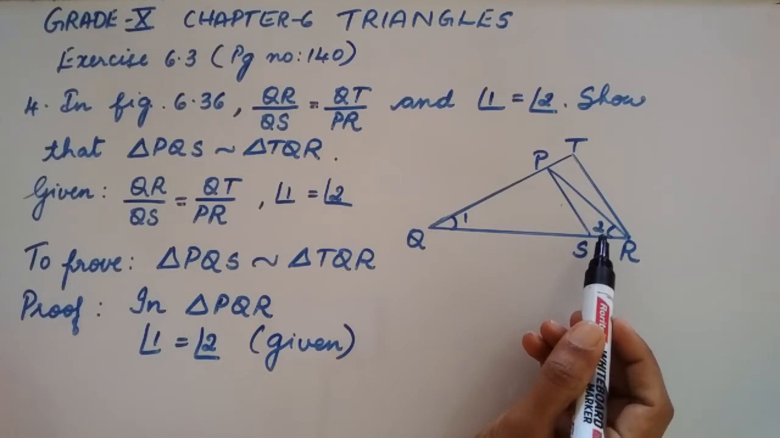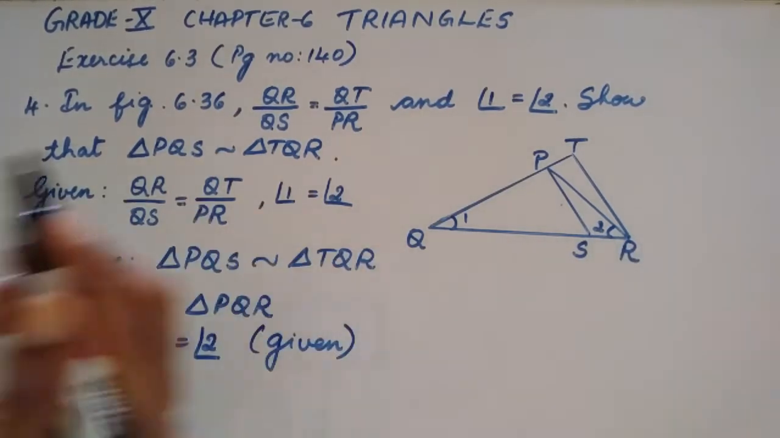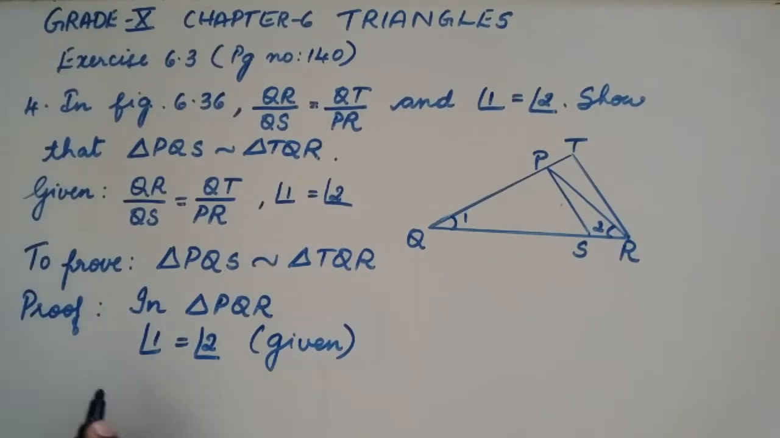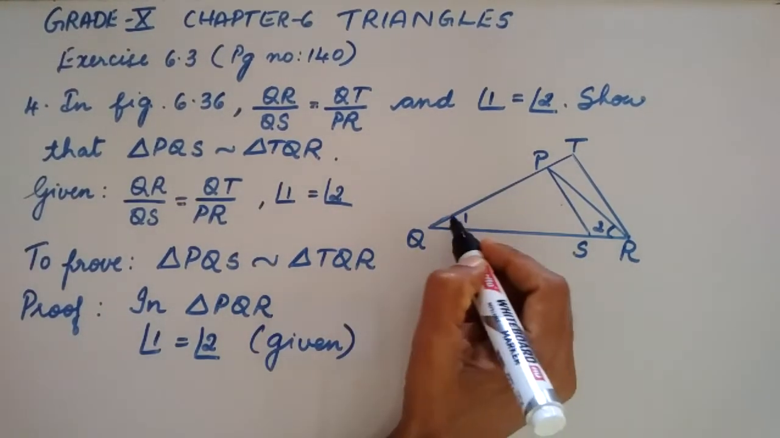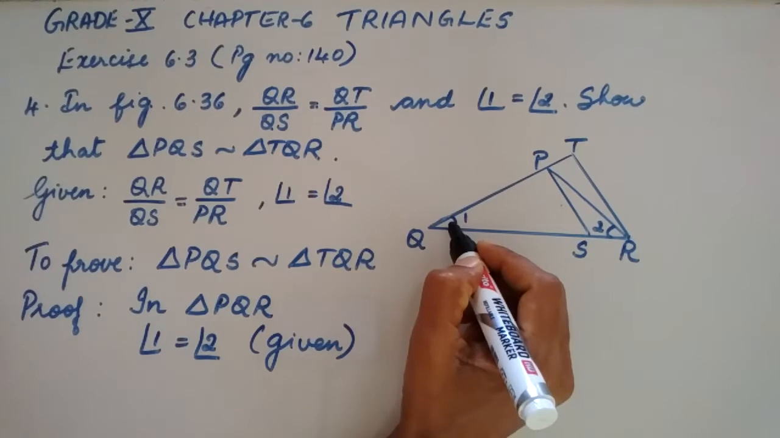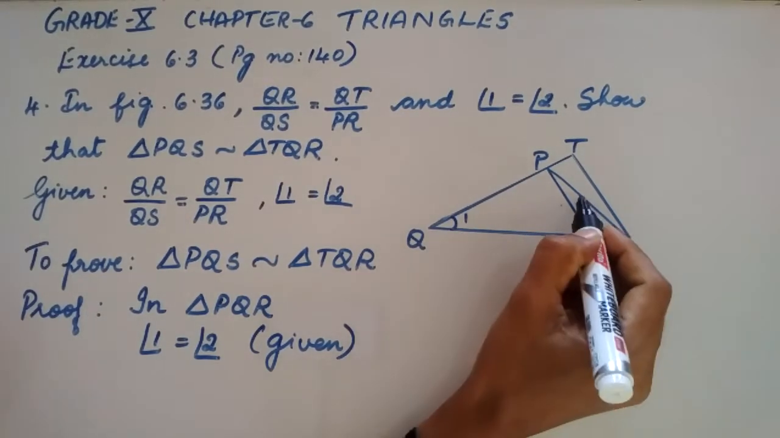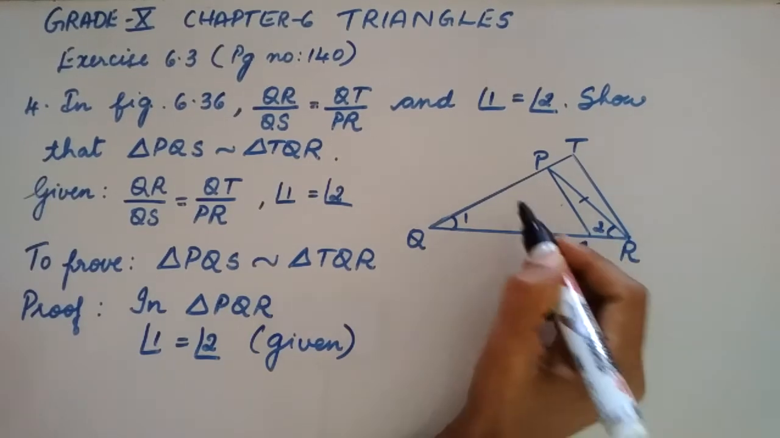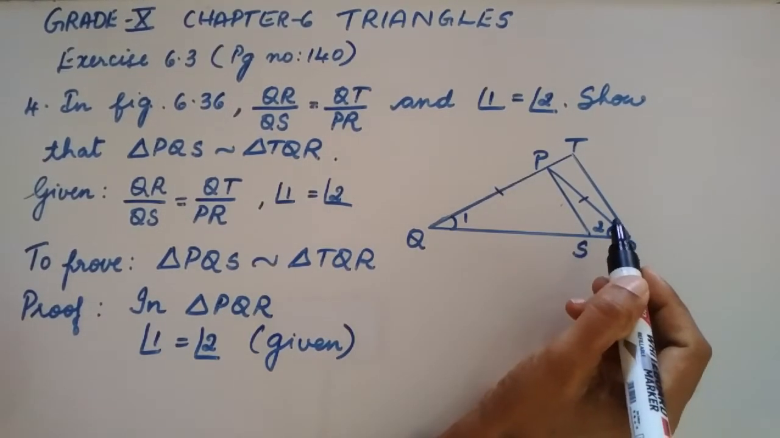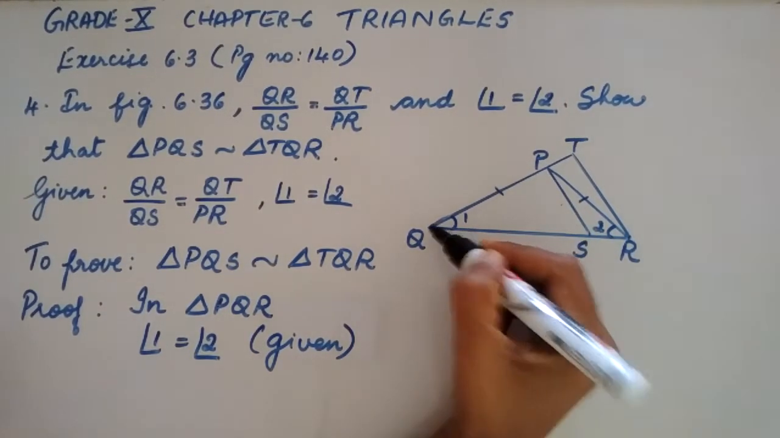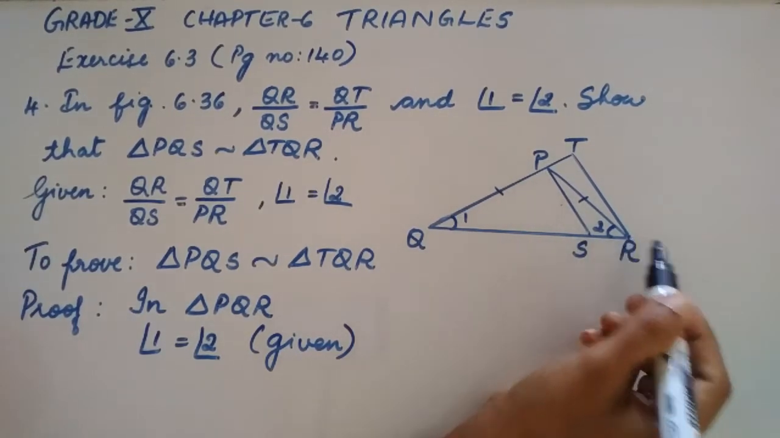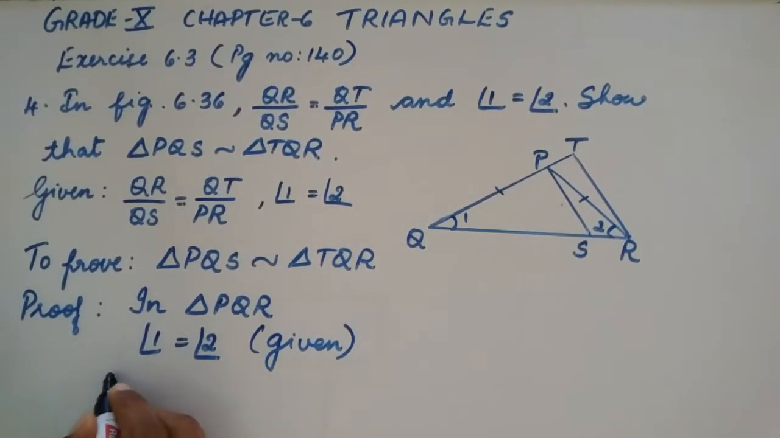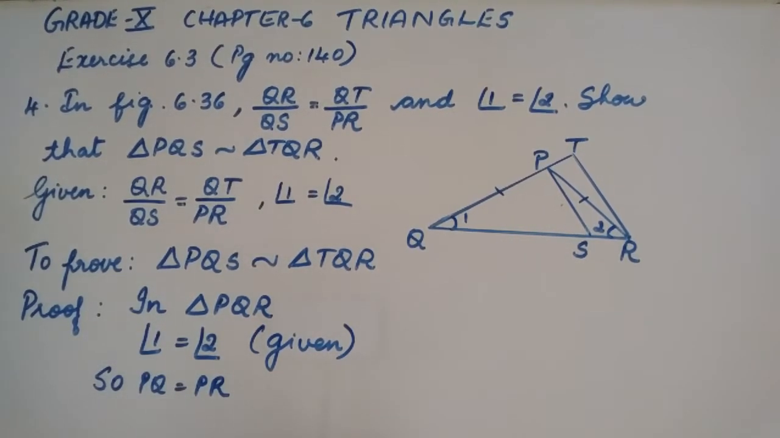Is this clear, students? Yes. So here two angles are equal. So which is the opposite side to this angle? This one, that is PR. And which is the opposite side of this angle to this one? PQ. So we have PQ is equal to PR.